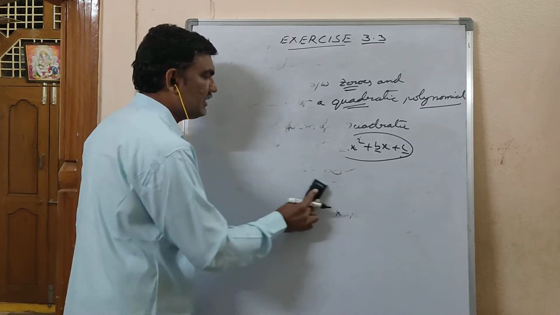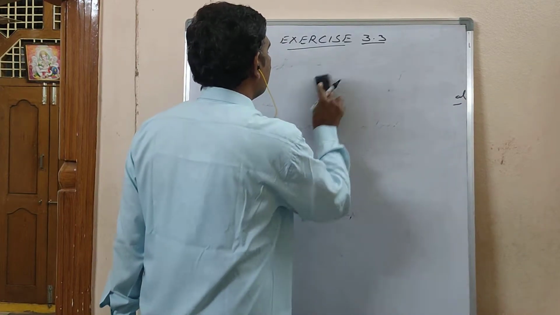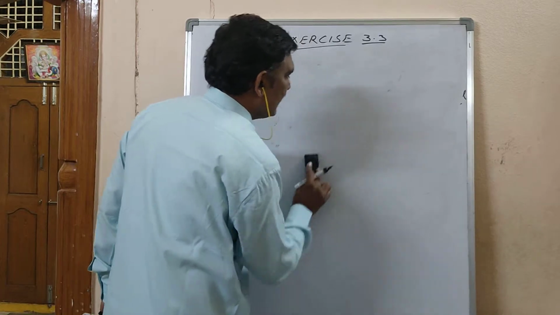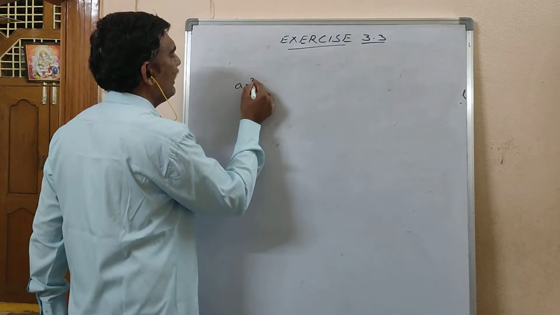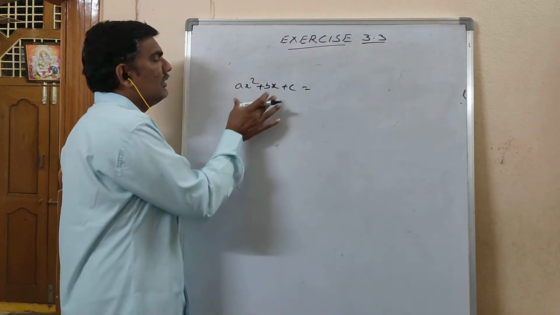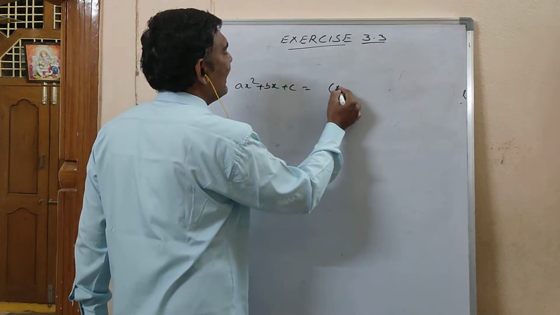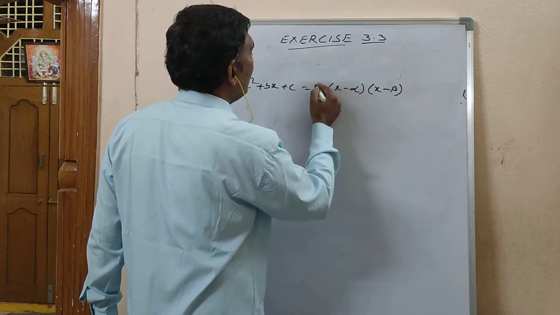Before going to the exercise, we will derive the formula. Okay. What is that formula? We will see it here. Just now I said that a quadratic polynomial ax square plus bx plus c is equal to, you can write it as, x minus alpha into x minus beta into k.